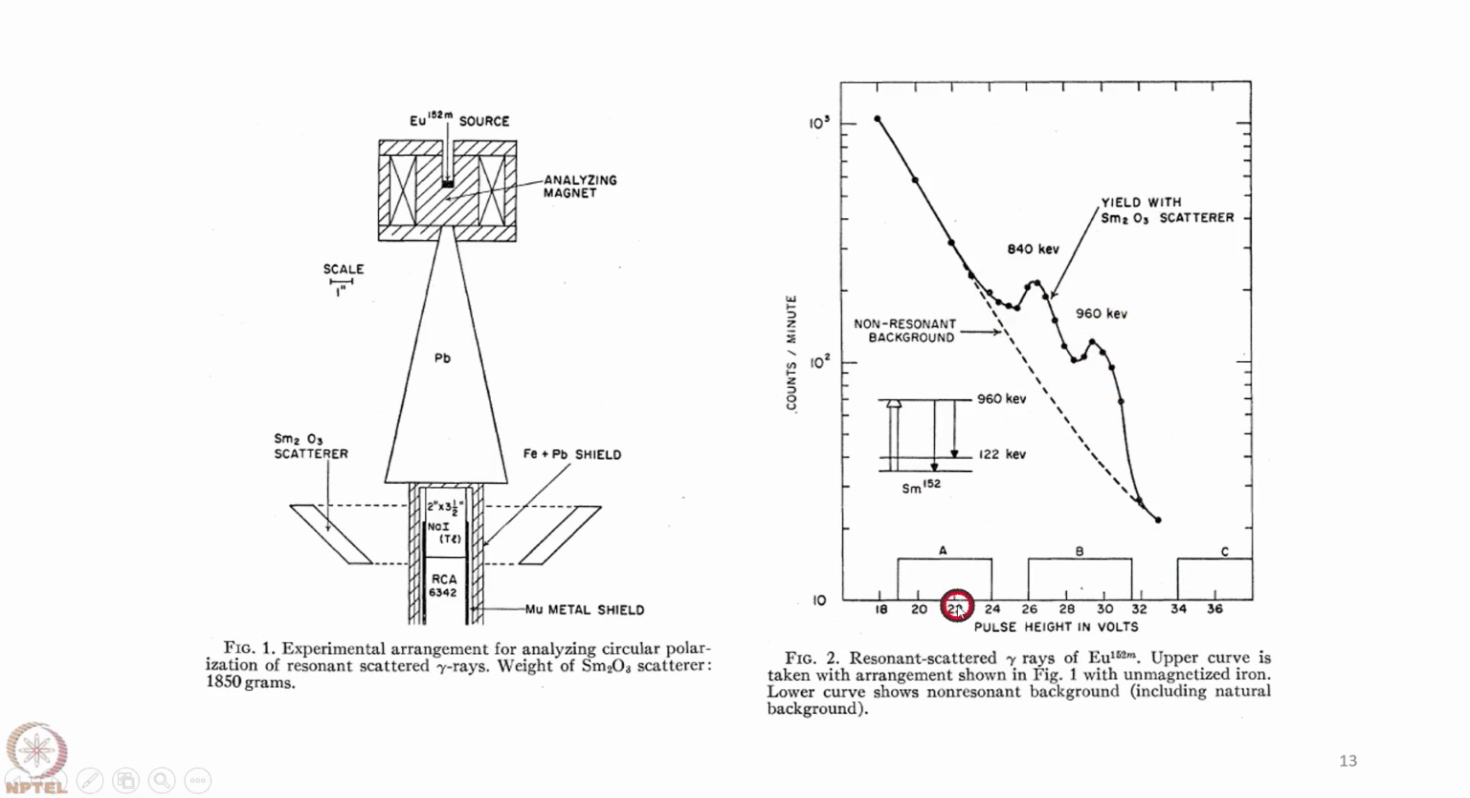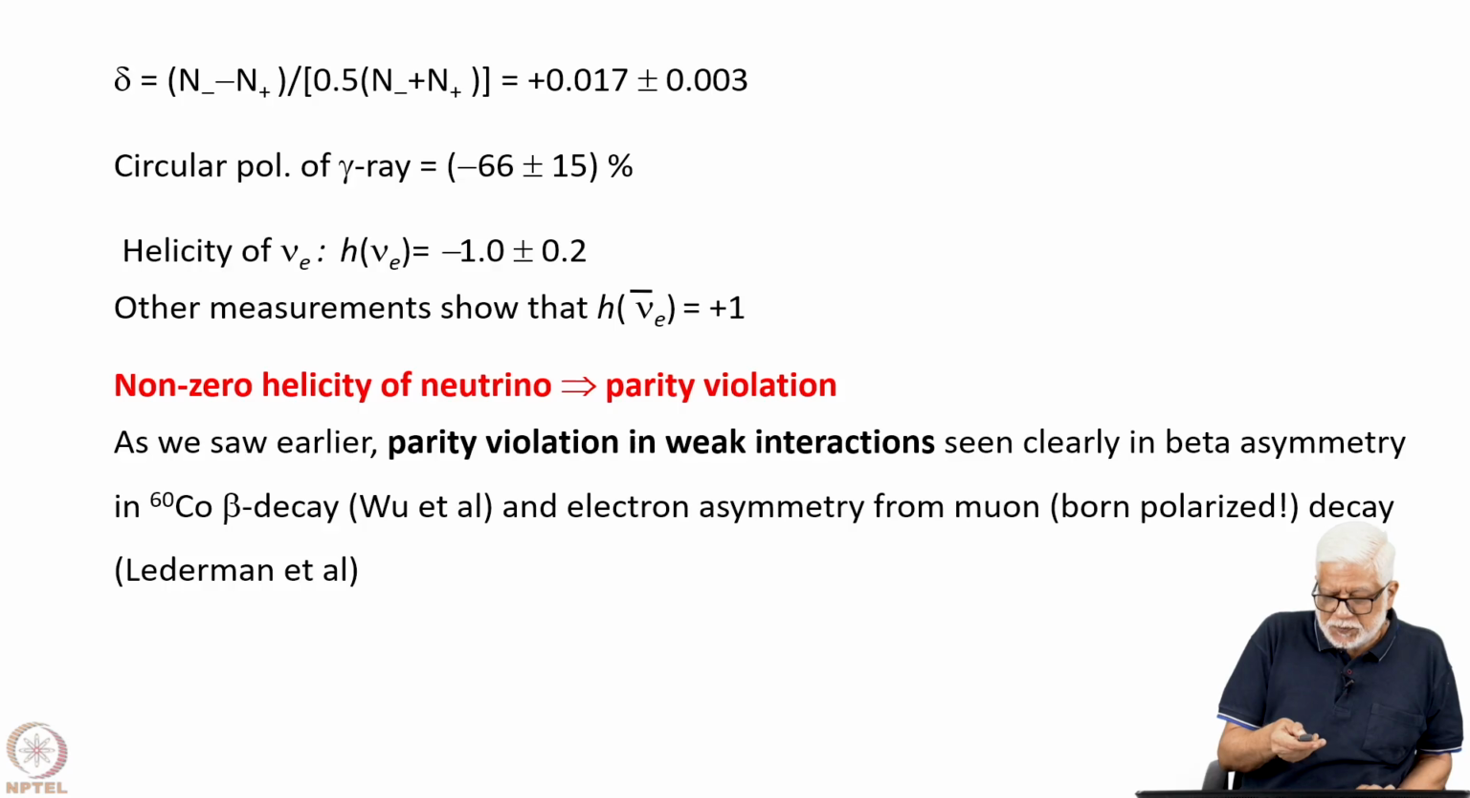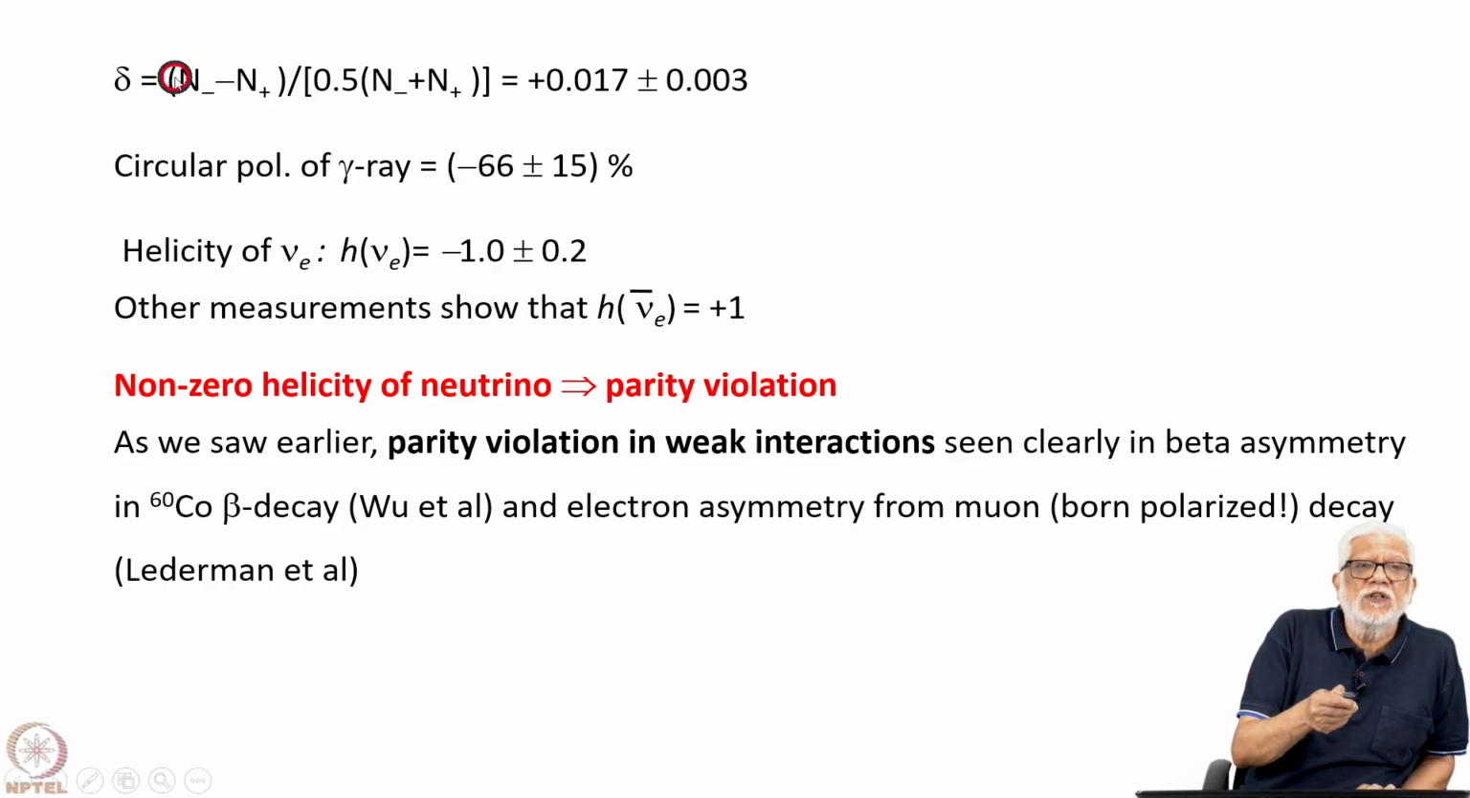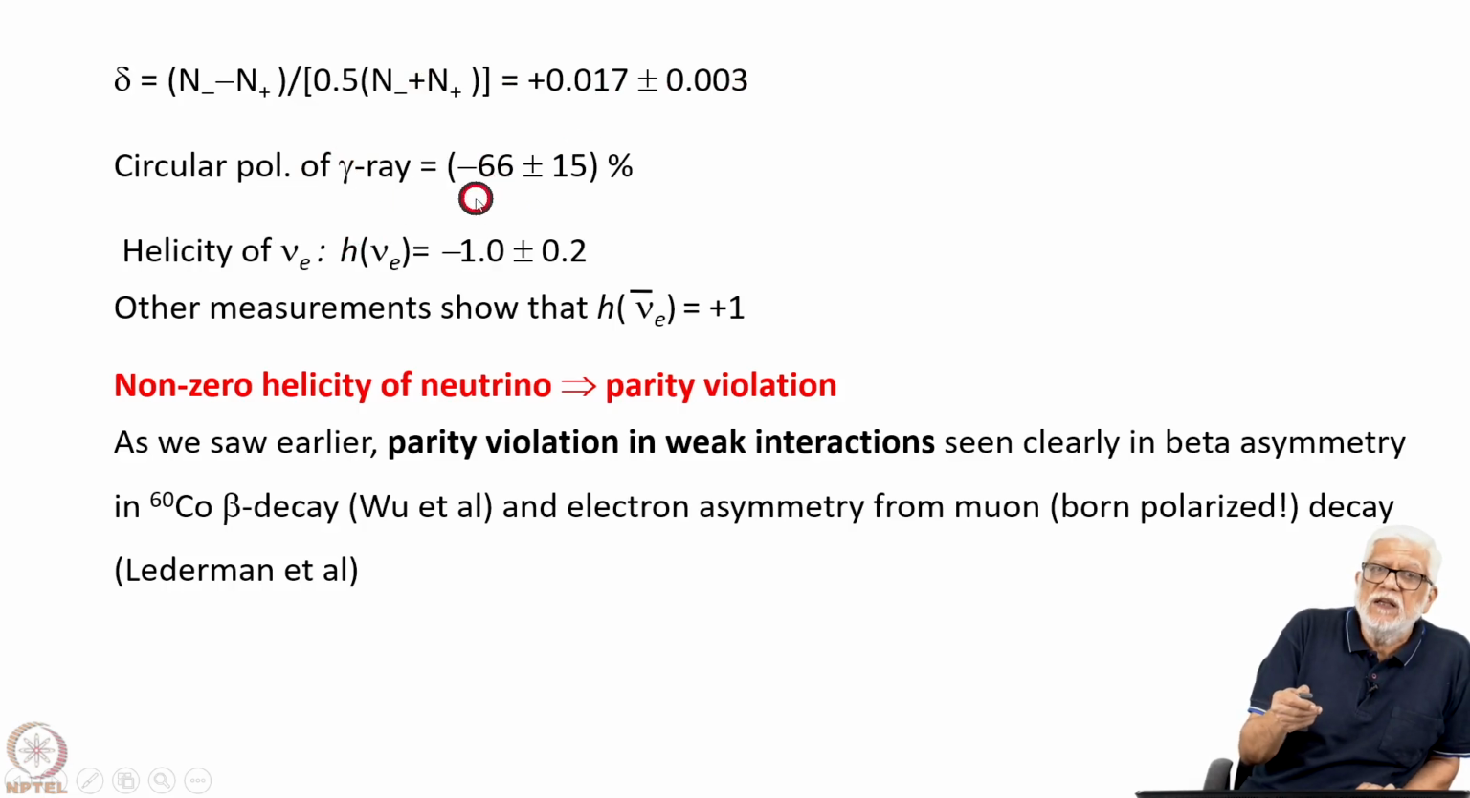So you actually have cycles where the magnet is polarized first in one direction, then in the other direction, and then you look at the count rates, and they are different, and that is what was measured. The difference in count rates for the magnetization in one direction as opposed to the other, compared to the average, was measured to be about 1.7% plus minus 0.3%. Using this, they determined that the circular polarization of the gamma ray is quite high. It's about minus 66 plus minus 15%.